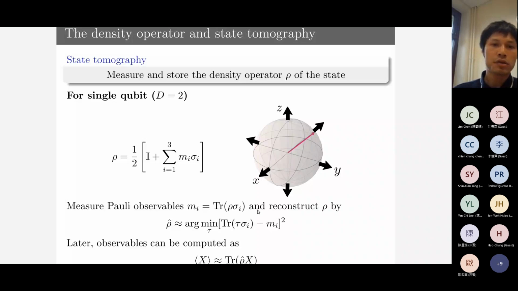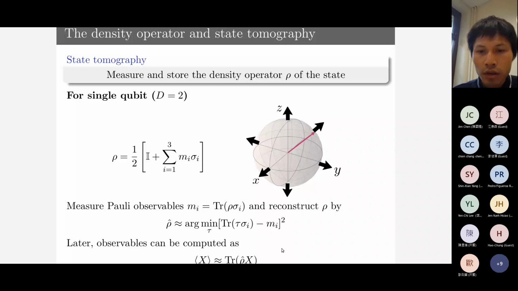And then you can somehow reconstruct rho, for example, by means of a least squares estimator, in the sense that you claim that the state rho is such that the statistics theoretically given by it should not deviate so much from the statistics that you measure, m_i here.